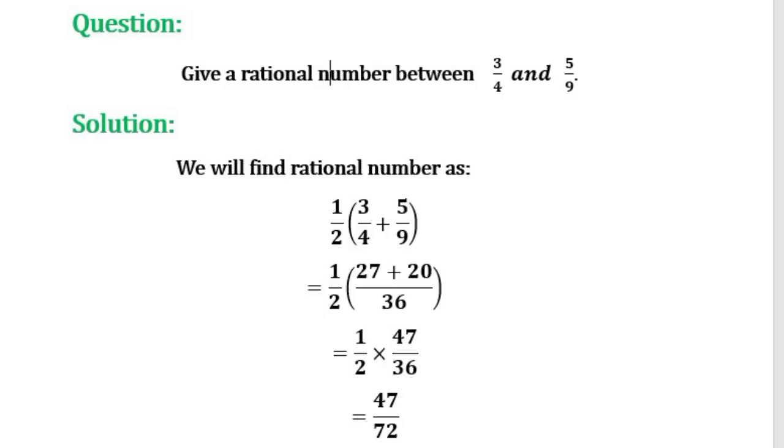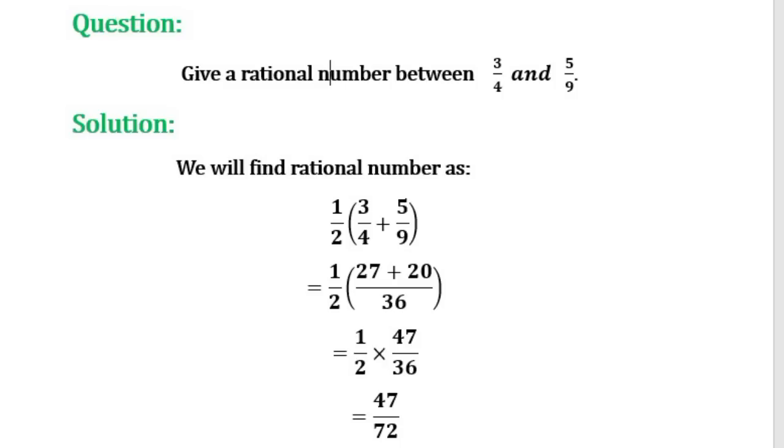And this is the question you were looking at in the thumbnail also: give a rational number between 3 by 4 and 5 by 9. How can we find a rational number between two fractions? There is a method, there is a formula. Take 1 by 2 into the sum of these two fractions. Look at that: 1 by 2 into 3 by 4 plus 5 by 9.